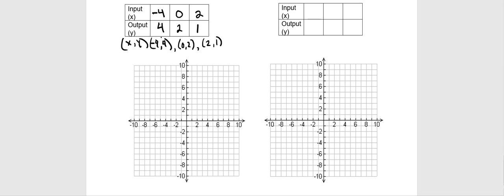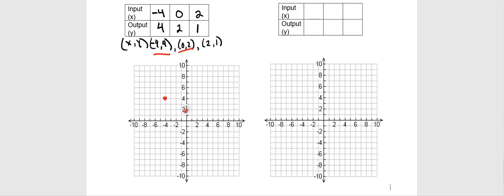So the first point we're going to plot is -4, 4. That means starting at the origin, go 4 to the left and 4 up. Plot that point. The second point, I'm not going to move right or left from my x, but I am going to move up 2 on the y-axis.